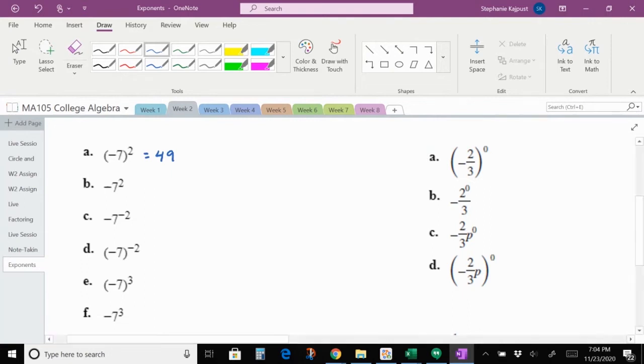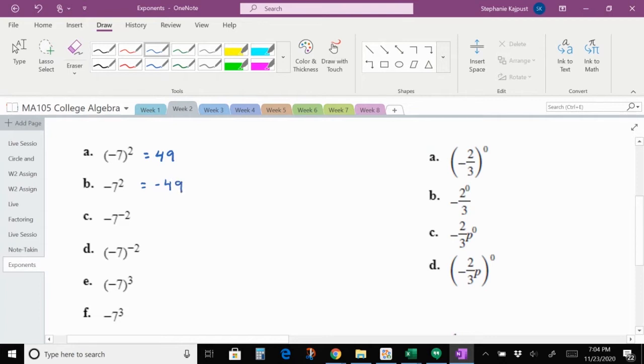Now B, that negative is not in parentheses, so it is not included in the square. That square is only on the 7. So that's saying 7 times 7, which is 49, and then we have a negative in front. So this would give us a -49.